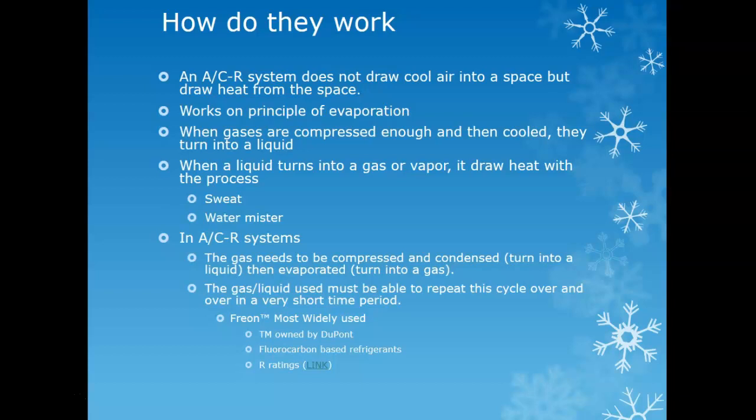It is a fluorocarbon-based refrigerant with several R ratings. Now, can you use the same refrigerant in your house in your car, or vice versa? Everybody shake your head no. Because as tempting as it is, you can't. They have two different R values entirely.